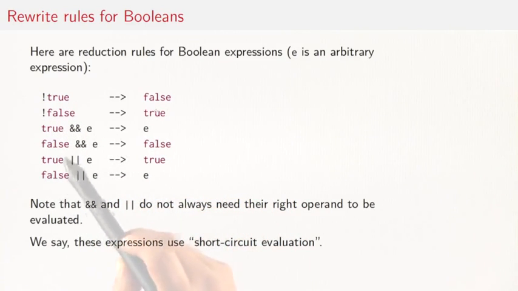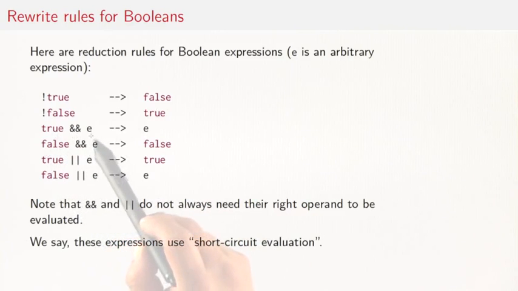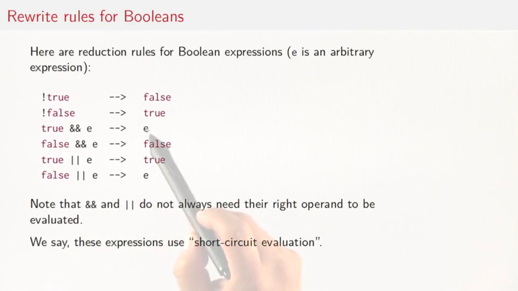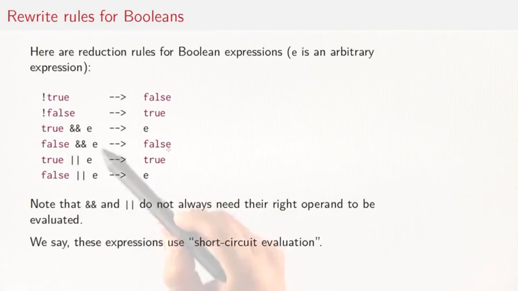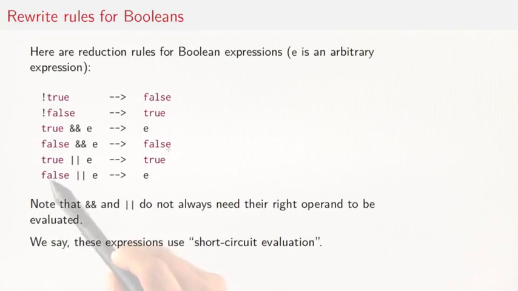The third rule is about and, conjunction. It says true and some other expression e, doesn't matter which it is, would always be the same as e. And false and some other expression e would always be false. The rules for or are analogous to the rules for and. They are the duals of those. So true or e would then always be true, of course, whereas false or e for any expression e would be e.